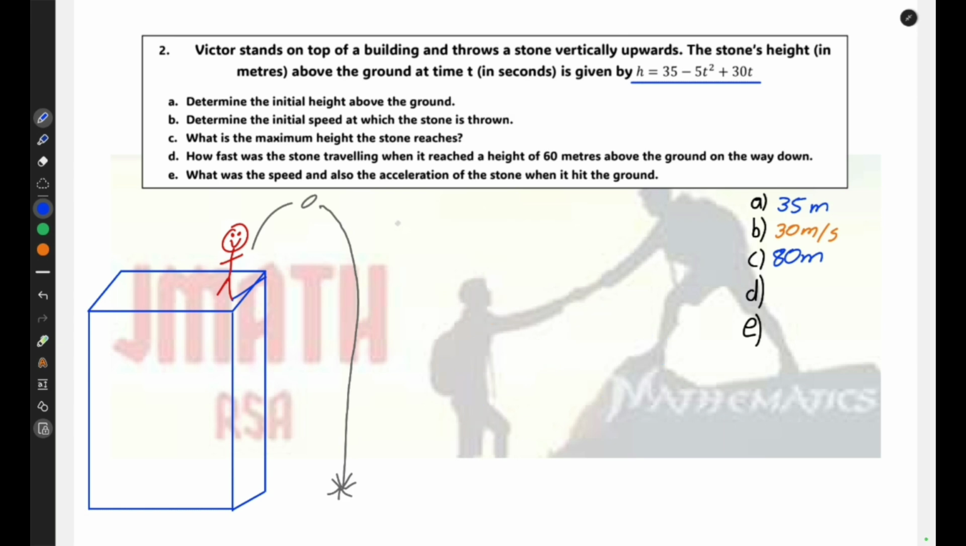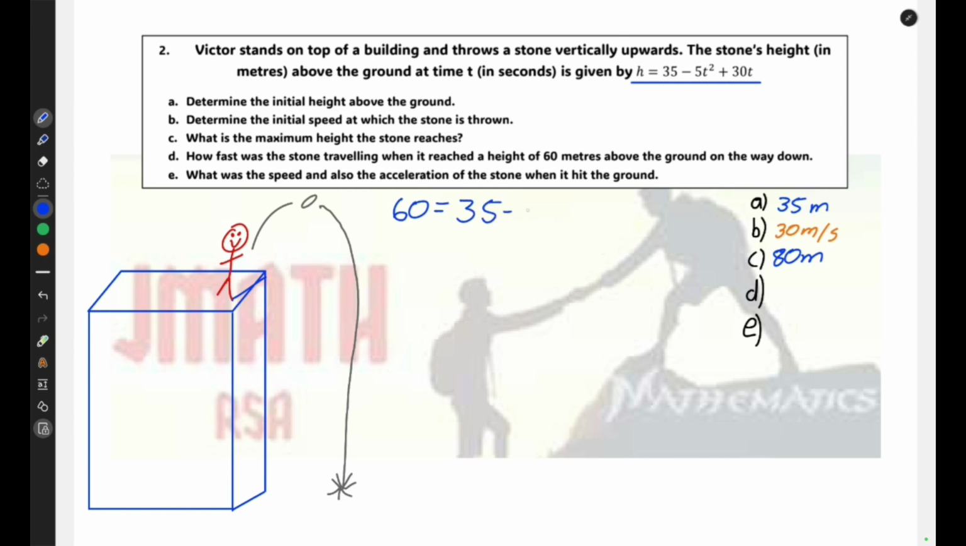Question D, how fast was the stone traveling? So how fast? Speed, so it's definitely derivative. When it reached a height of 60 meters, so height is the original one. So now I'm stuck with, I have two formulas I need to use. We're going to do it in 2 steps. First, we're going to figure out what was the time when it was 60 meters above the ground, and then we're going to use that time to figure out the speed.